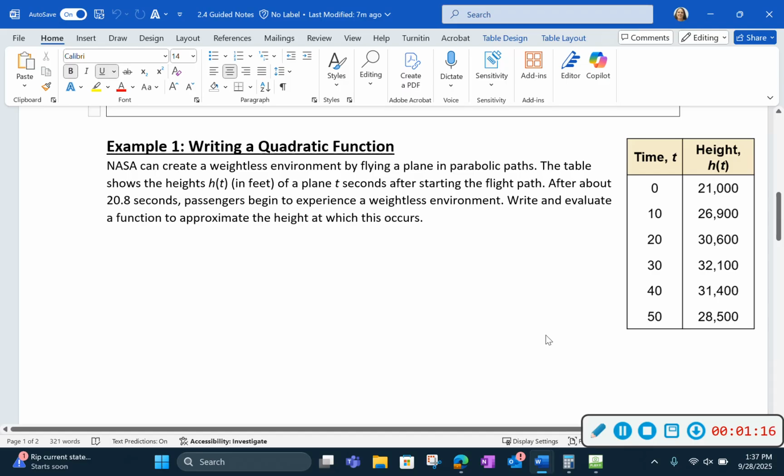NASA can create a weightless environment by flying a plane in parabolic paths. The table shows the heights h of t in feet of a plane t seconds after starting the flight path. After about 20.8 seconds, passengers began to experience a weightless environment. Write and evaluate a function to approximate the height at which this occurs.